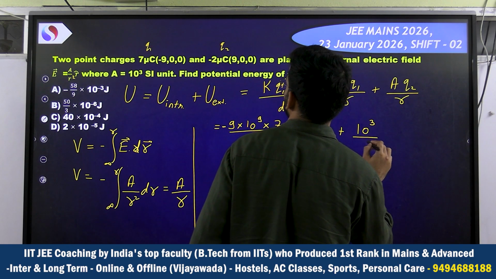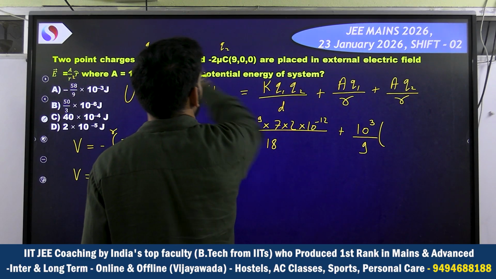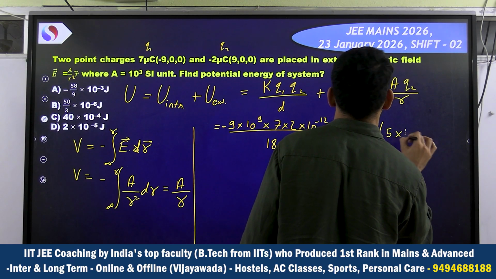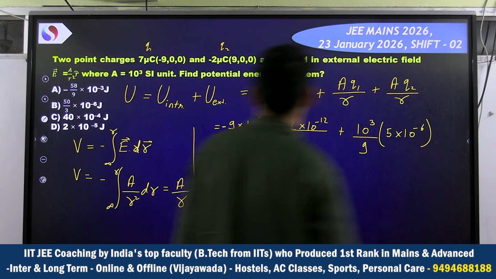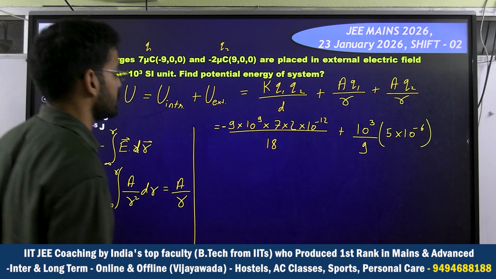So R is 9 and Q1 plus Q2, so Q1 plus Q2 is 7 and minus 2. So this will be 5, right? 5 into 10 to the power minus 6. Got the point? Okay. I hope this is clear.